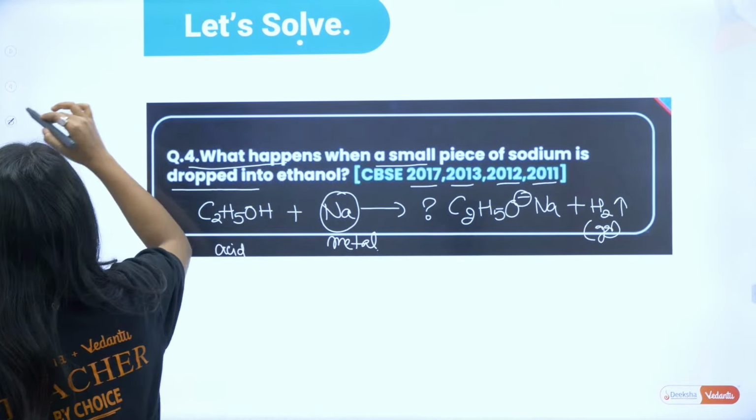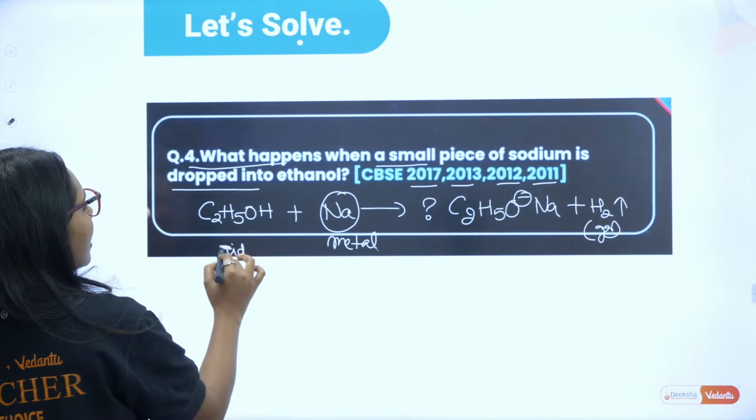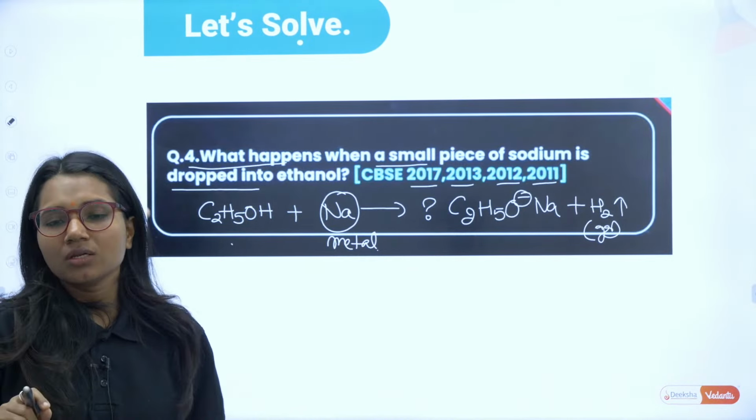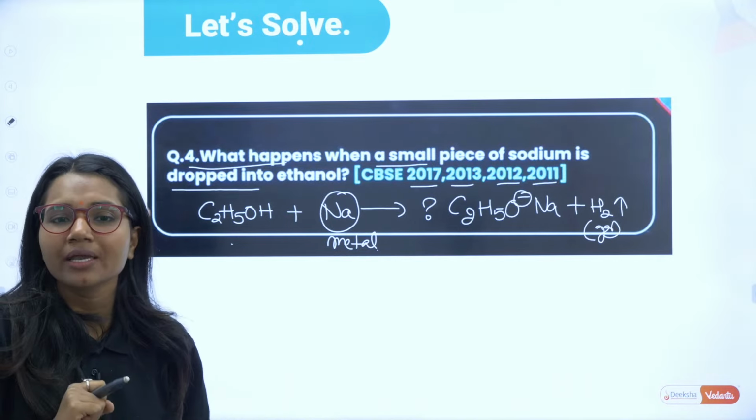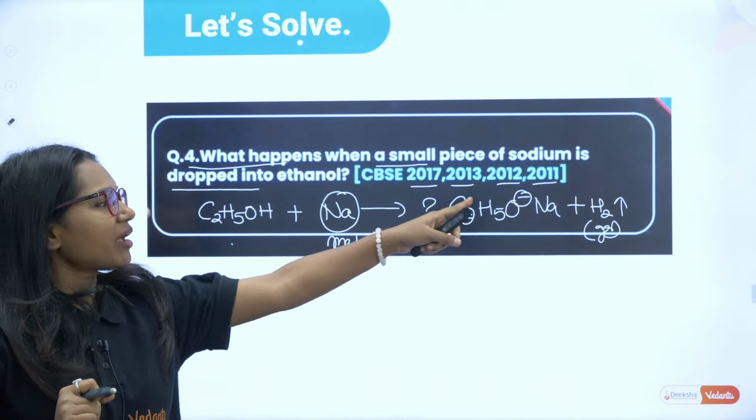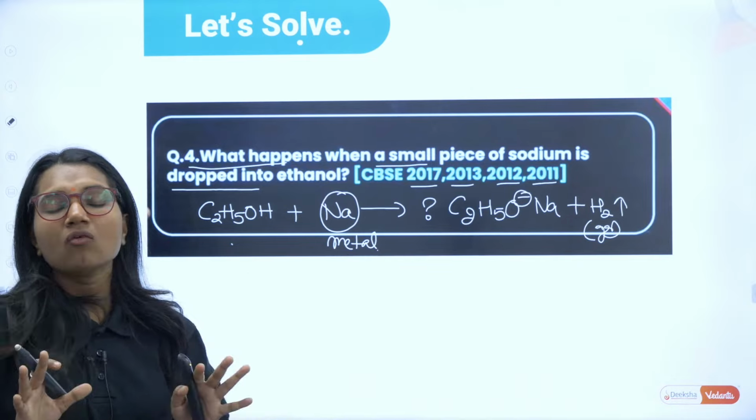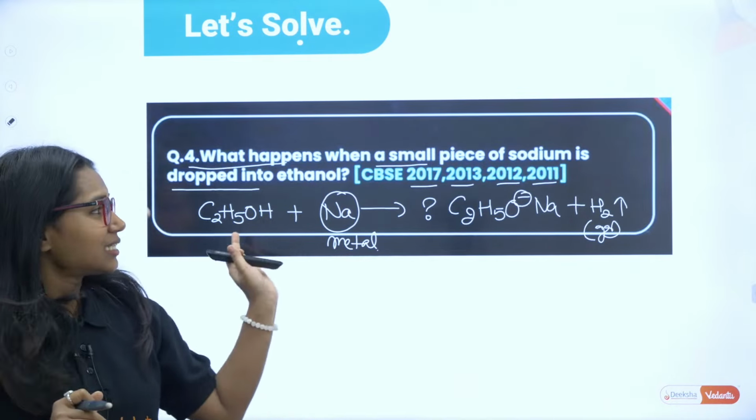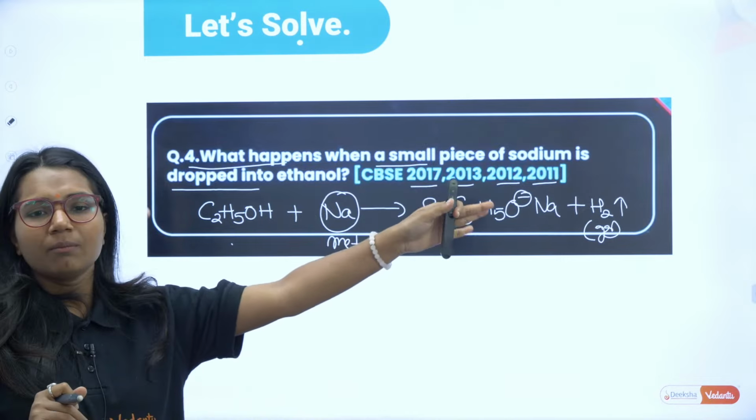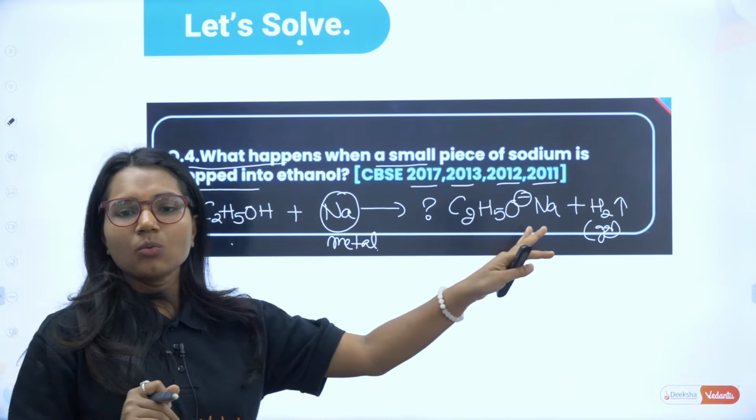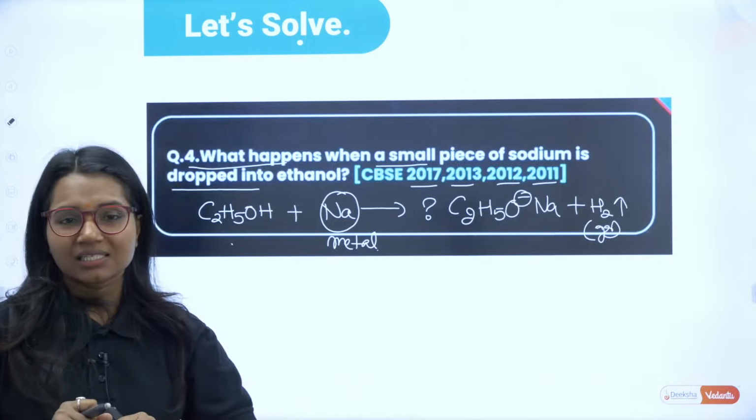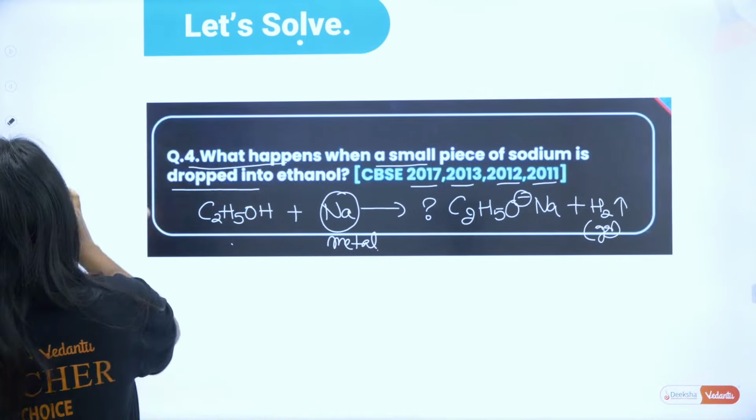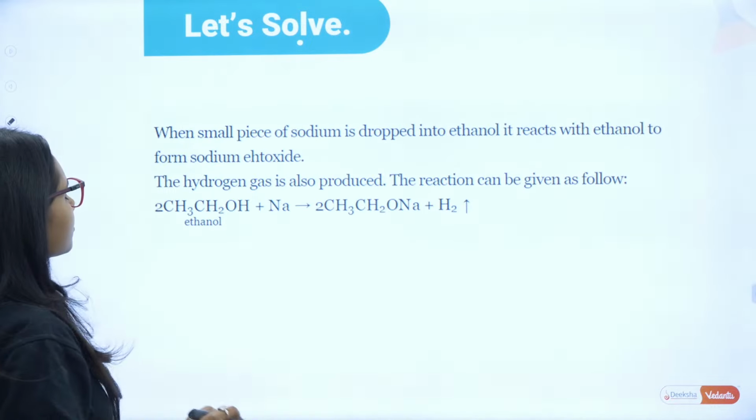This is the reaction. Did you understand this? When we put sodium in ethanol, C2H5OH plus sodium, you will get C2H5O minus Na plus, like how we do an acid-base reaction. Acid plus base gives salt plus H2. Here we are not getting water, we are getting H2 gas. This is very, very important, so just write this down.